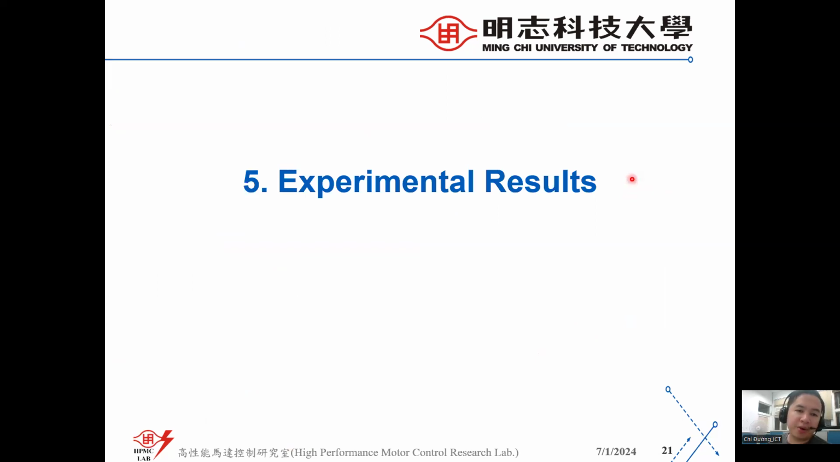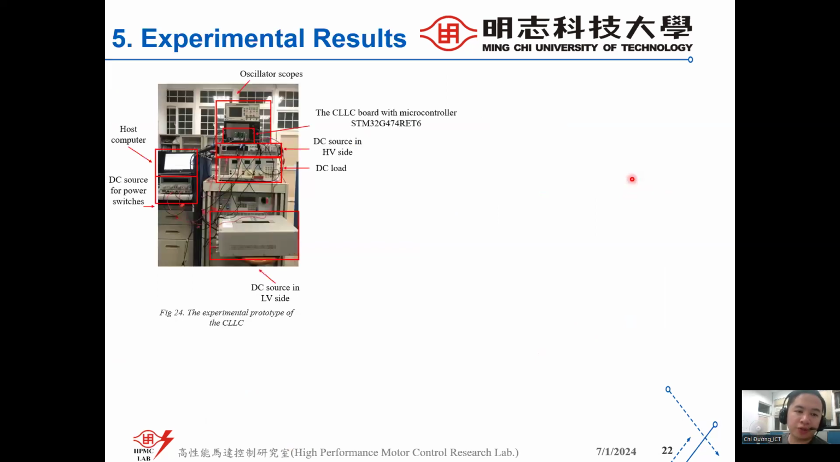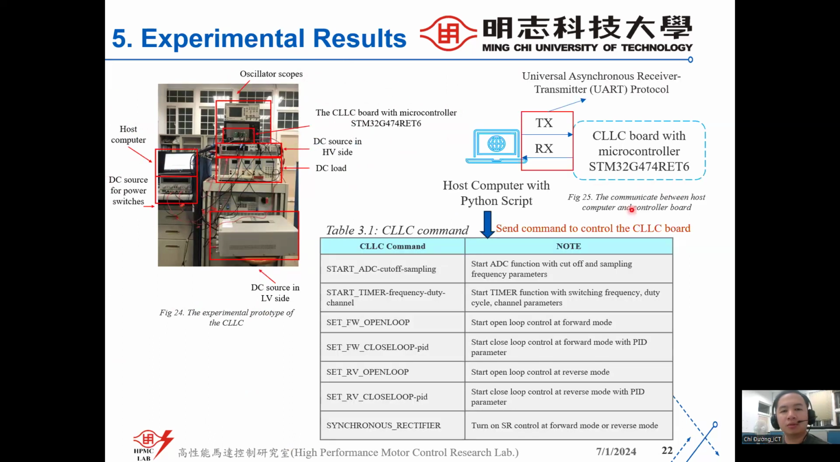And the next is the experiment result. The experiment prototype in the CLC with the host computer that is used for power switch, the oscilloscope, the CLC board with the microcontroller, and the DC source in the high side and the DC load. And Figure 25 shows the communication between the host computer and controller board.